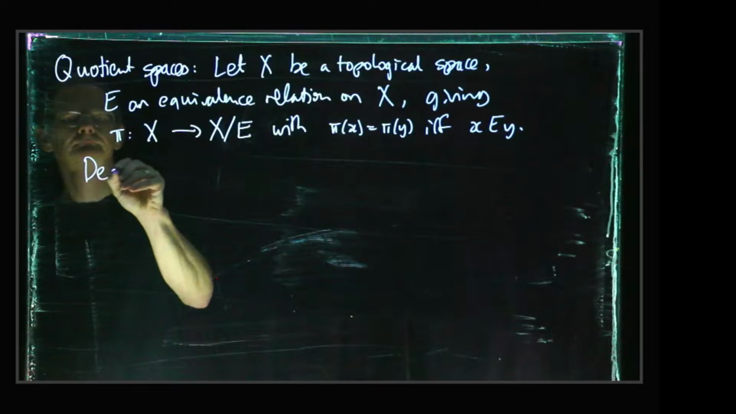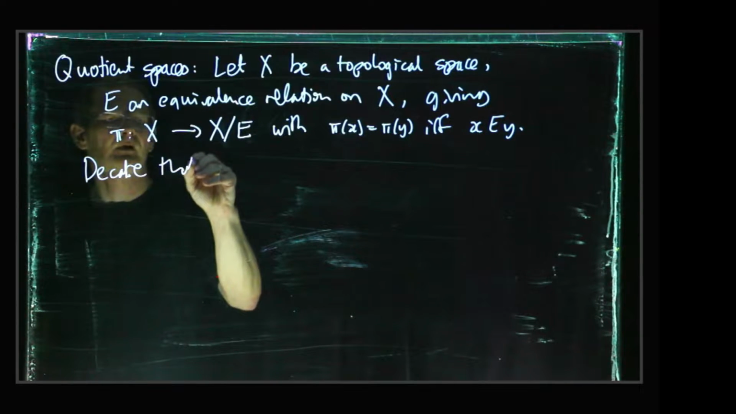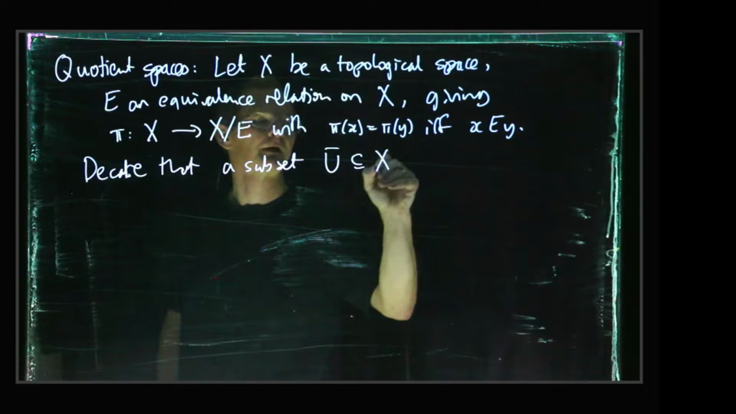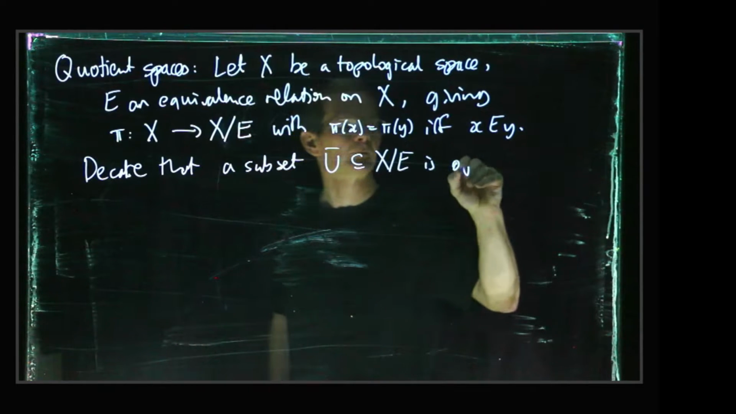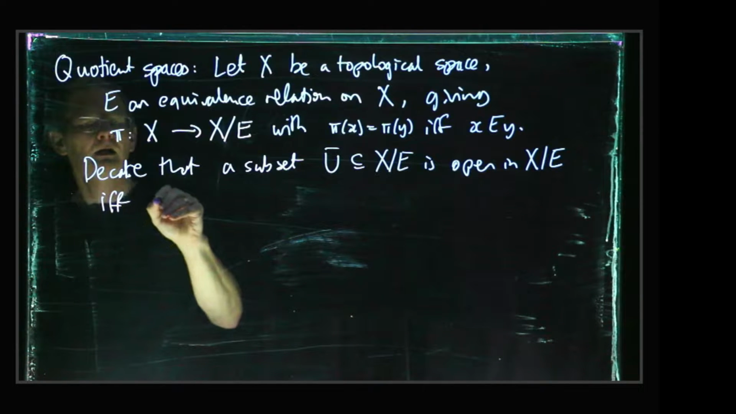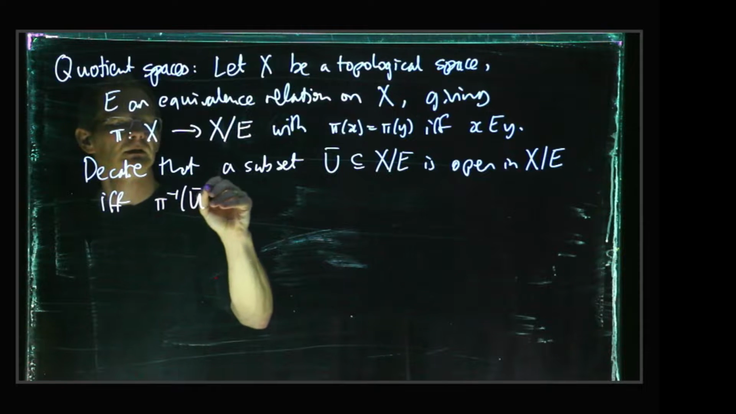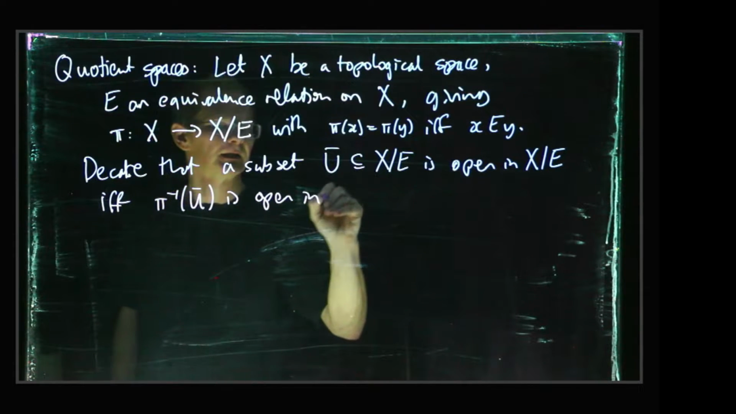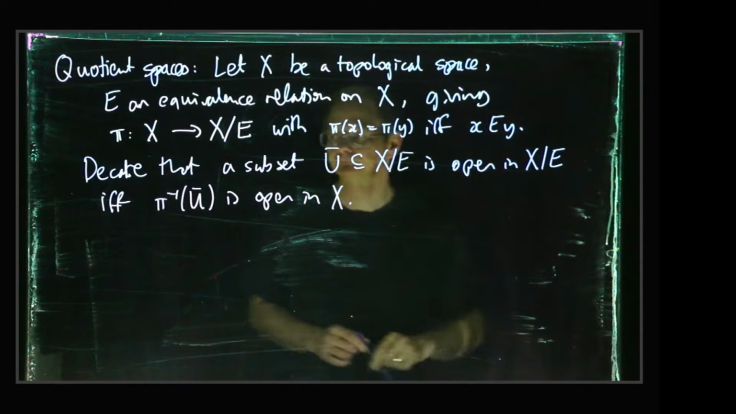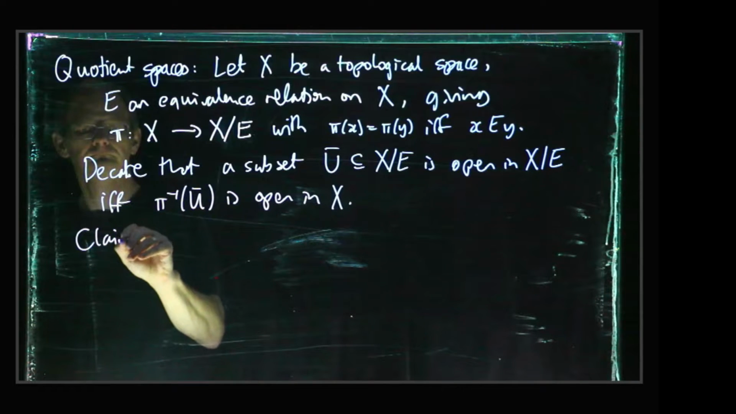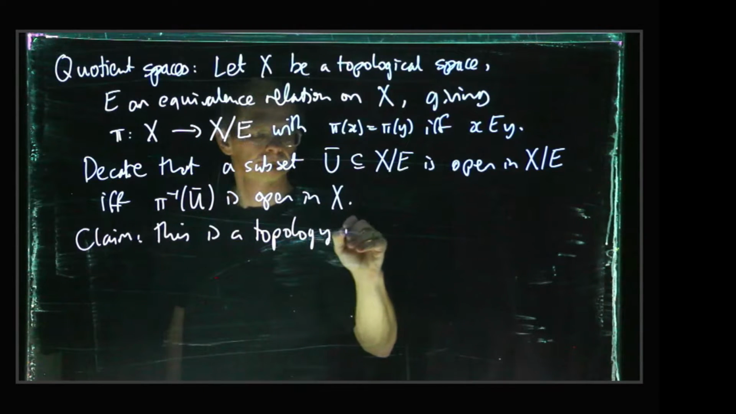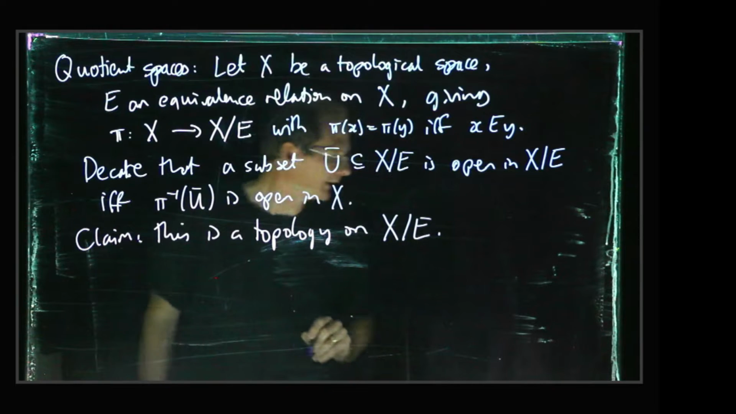And we declare that a subset, let's call it U bar in X mod E, is open in X mod E if and only if the pre-image pi inverse of U bar is open in X. And so first you want to claim that this is a topology on X mod E.